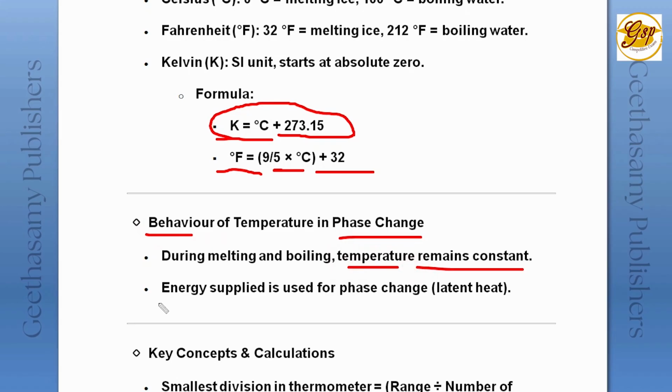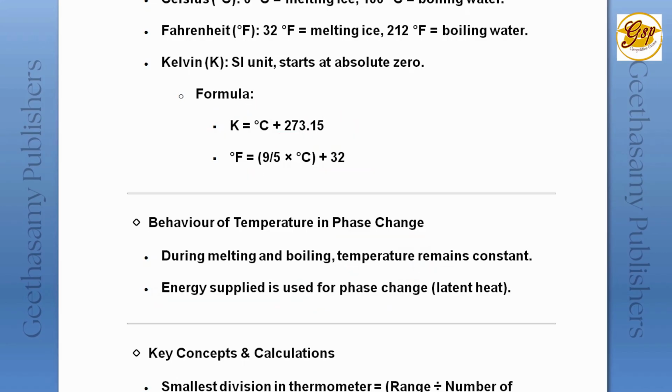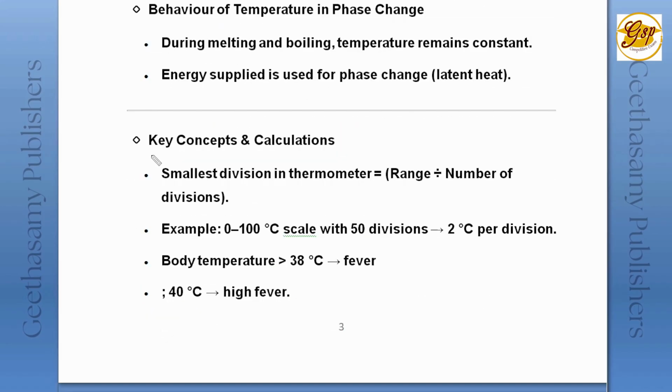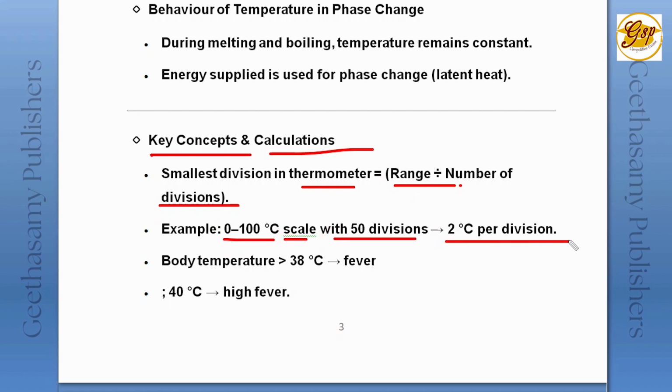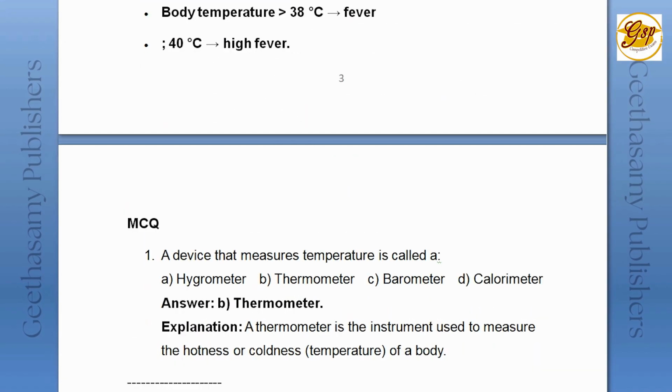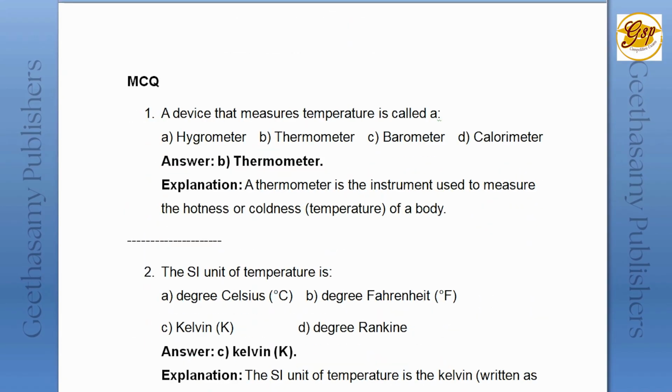The behavior of temperature during phase changes, melting and boiling: temperature remains constant, and the energy supplied is used for the phase change. That's latent heat. Key concepts and calculations: the smallest division of a thermometer is the range divided by the number of divisions. For example, a 0 to 100 C scale with 50 divisions gives 2 degrees centigrade per division. Body temperature more than 38 degrees is a fever, and 40 degrees is a high fever. Now we'll go to the multiple choice questions.